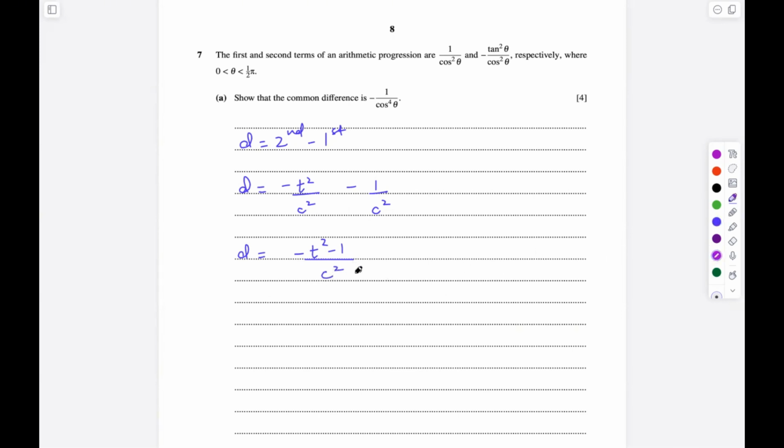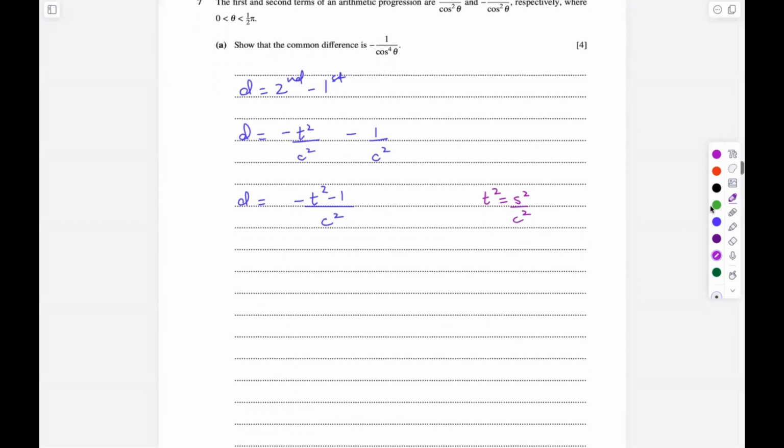Now we know that tan squared is equal to sine squared upon cos squared. So we can first simplify the numerator separately. So in place of tan squared, we can write sine squared upon cos squared minus 1. And we can simplify the numerator by taking the LCM. So this will become minus sine squared minus 1 upon cos squared.